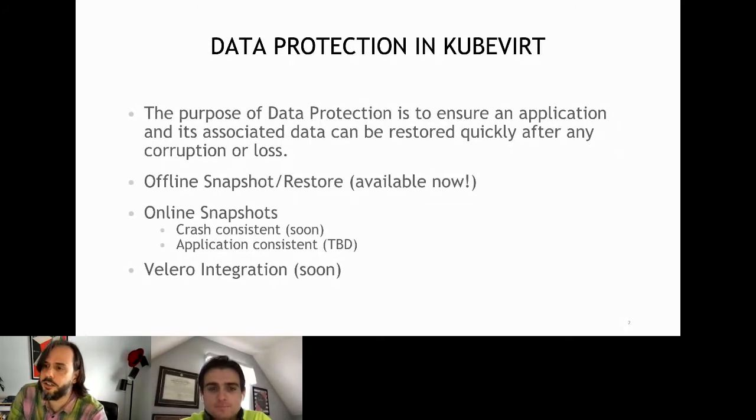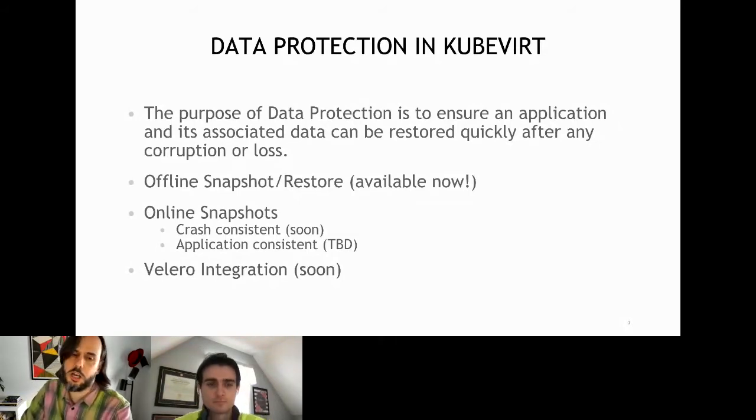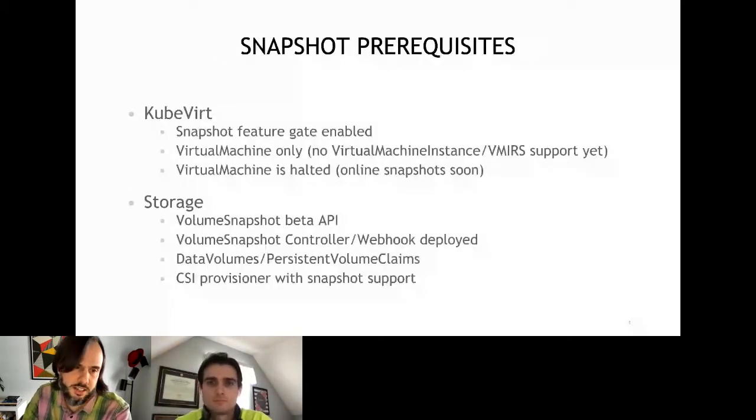Okay, if you want to use KubeVirt snapshots, there are a couple of things you have to do. First, in the KubeVirt realm, you have to enable the snapshot feature gate. Snapshots are an alpha feature in KubeVirt, so turn on this feature gate. There should be documentation somewhere in the KubeVirt repo telling you how to do it. Right now, you can only snapshot your virtual machines, with VMIs and VMI replica sets to come. And these are offline snapshots, so your virtual machine has to be halted.